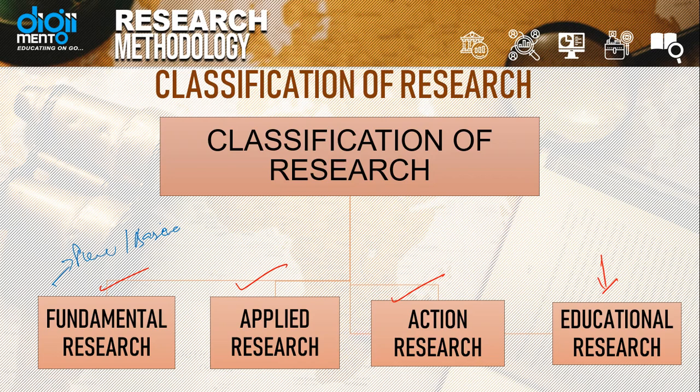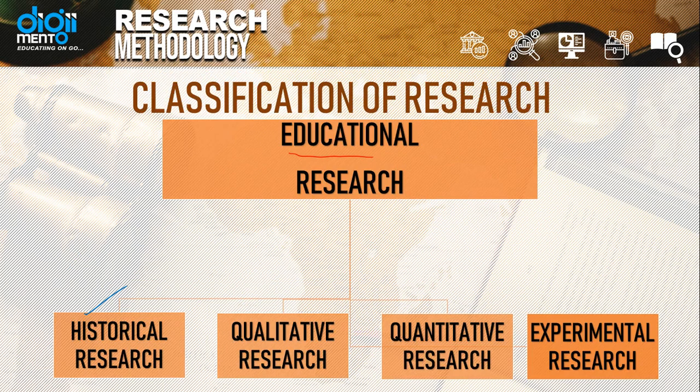We want some kind of action. If we are doing research in a particular field and we get some problem, then in that case action research will do its work. Next one is educational research. In educational research we classify into different parts, like historical research, where we talk about the past and interpret past results to get new discoveries.